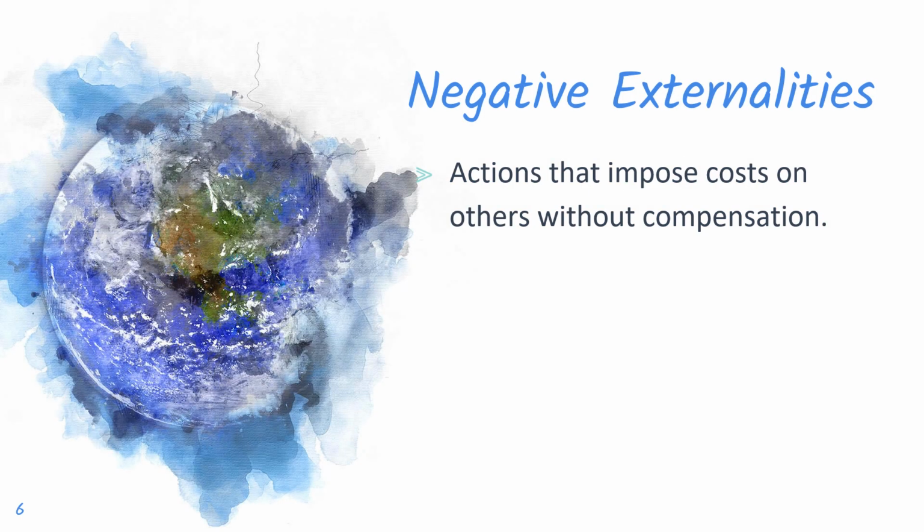Now we have negative externalities. So what does this mean? It refers to all those actions that impose cost on others without compensation. Earlier, when we discussed positive externalities, it was some sort of benefit on others, or you can say on third parties, without compensation. But when we talk about negative externalities, it comes with an imposition of cost on third parties without any compensation for certain economic activities.